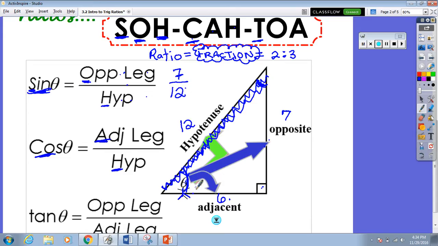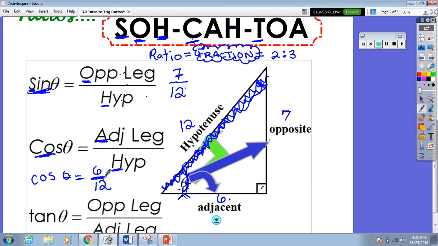So if I was to set up my ratio for cosine of theta, I would write cosine of theta equals, what is the length of the adjacent leg to theta? 6. So I will put 6 first, because that has to go on the top, over the hypotenuse, which is always the diagonal side, so that is 12. So the cosine of theta equals 6 divided by 12.